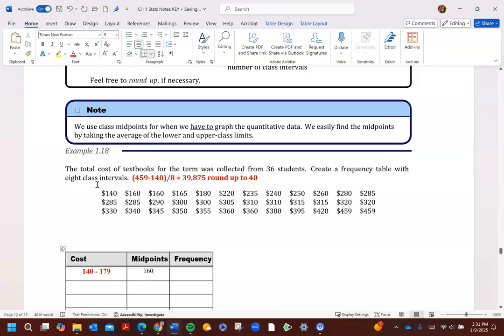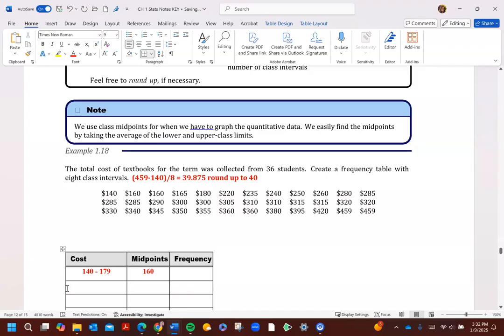So we want to get that in there. And then the frequency is going to be, we're going to count up all the numbers between those values. These are sorted in order, so that's helpful. 140, so we have 1, 2, 3, 4 of them. So we would have 4.